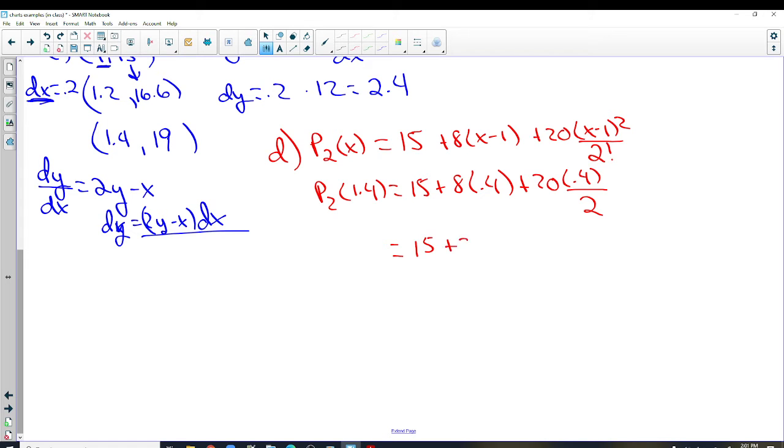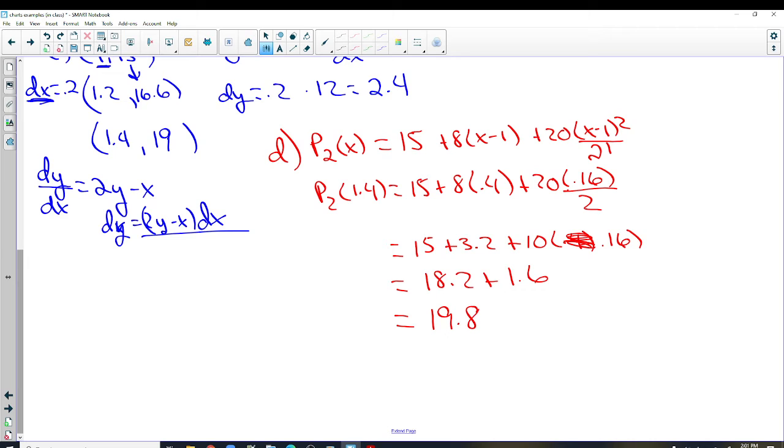15 plus 8 times 0.4 plus 20 times 0.4 over 2 factorial, or over 2. 15 plus 3.2 plus 10 times 0.4. 20 divided by 2 is 10. So 18.2 plus 0.4 squared. Yeah, that's where I messed up. I'm like, that's not the answer. 0.4 squared is 0.16 over 2. 10 times 0.16. So 1.6, there we go. That's the right answer, 19.8. I knew something went wrong there. Thank you for the backup on that.